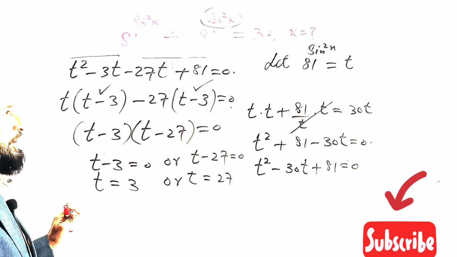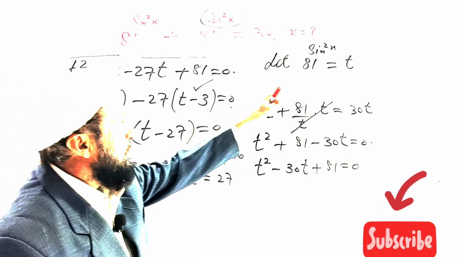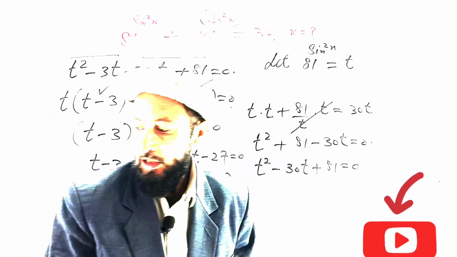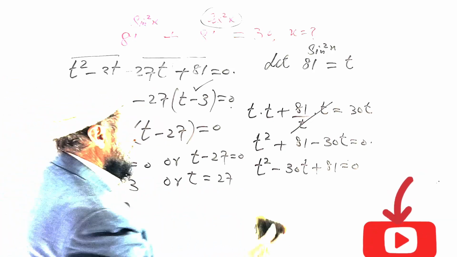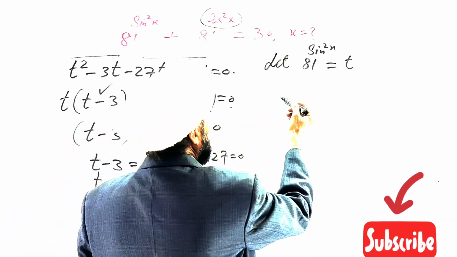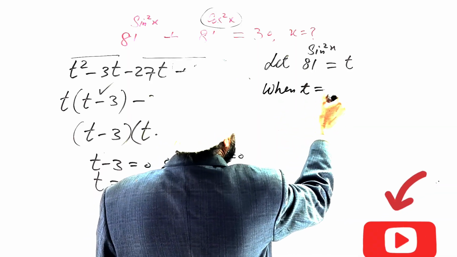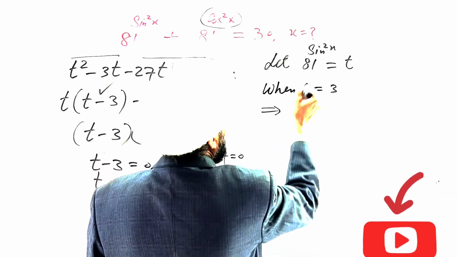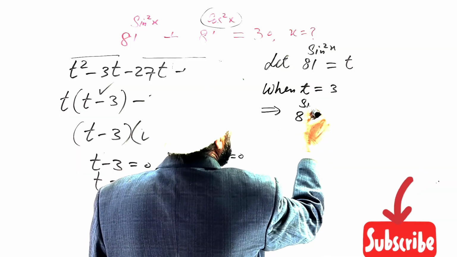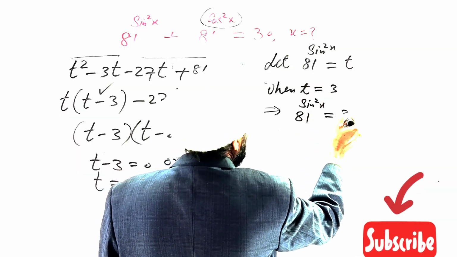But we have already taken the supposition, so we substitute these two results in place of t. When t is equal to 3, according to the supposition we replace it, and 81 to the power sin square x is equal to 3.